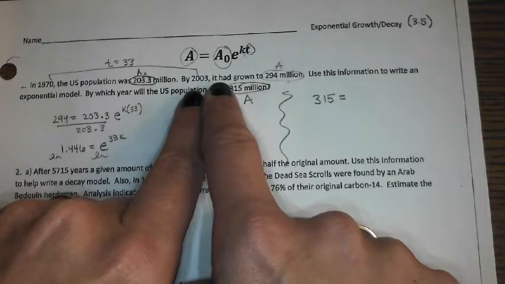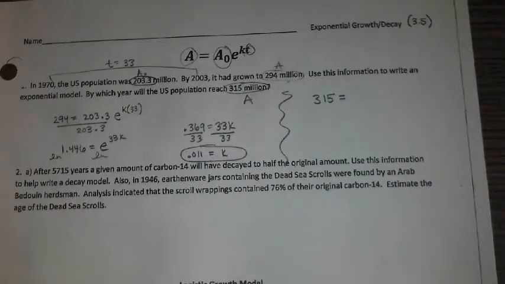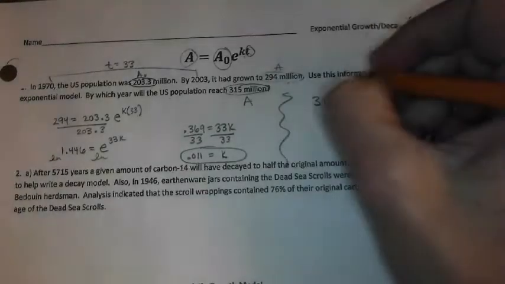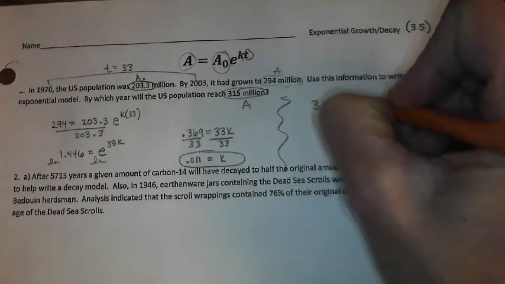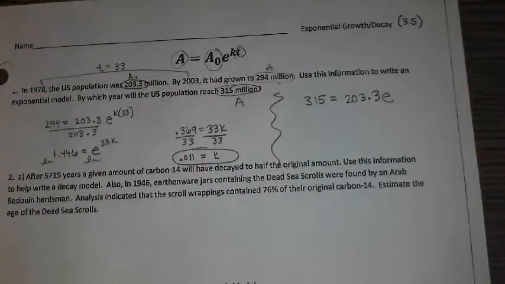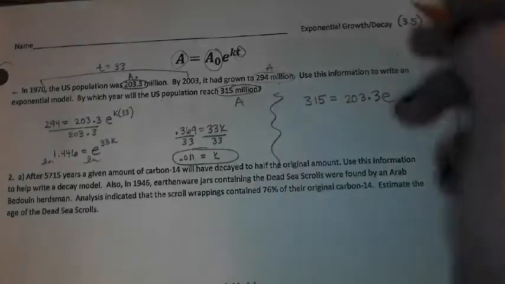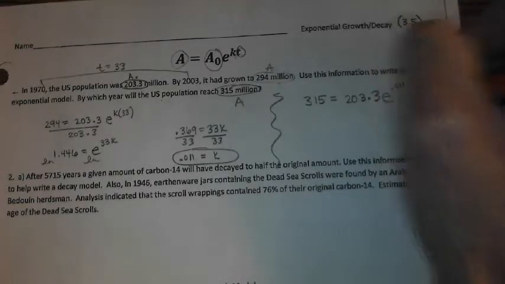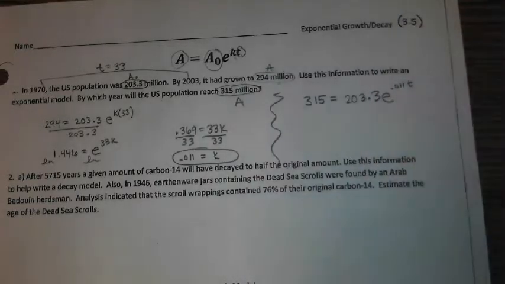Does that make sense? So that's what Nathan and I were kind of getting at, why you called that A sub 0. You can, but not until later in the problem. So I'm just going to stick with the original A sub 0 of 203.3. So my t value is going to be in reference to 1970. Then it's e to the 0.011 power times t.